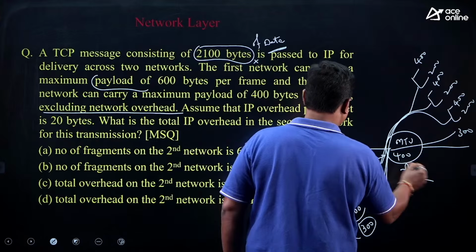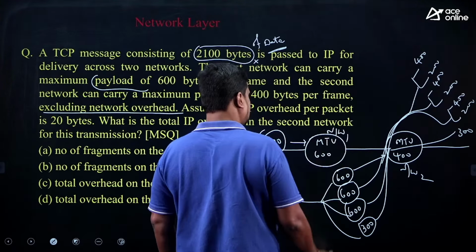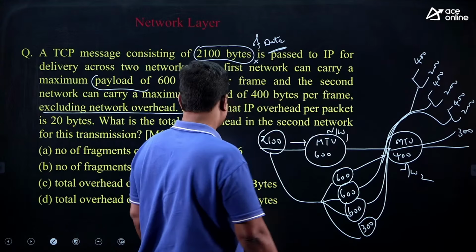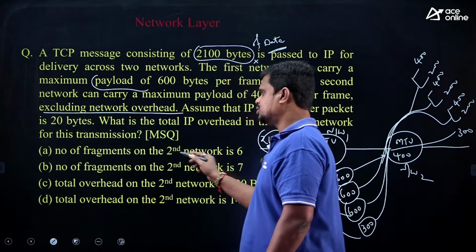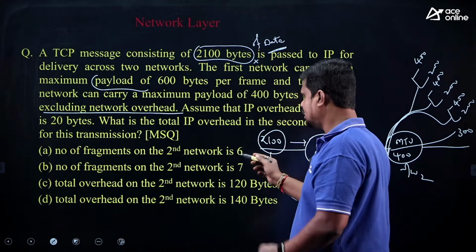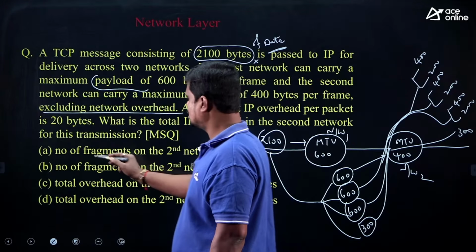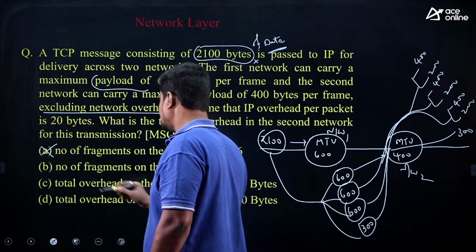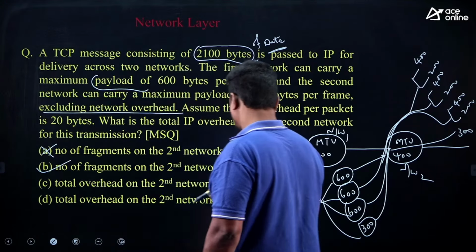This is what your network 2, this is what your network 1. Total, how many fragments you are having on your second network? 7 fragments. So the first option, if you see, number of fragments on the second network is 6, which is false, right? But number of fragments on the second network is 7, which is correct.